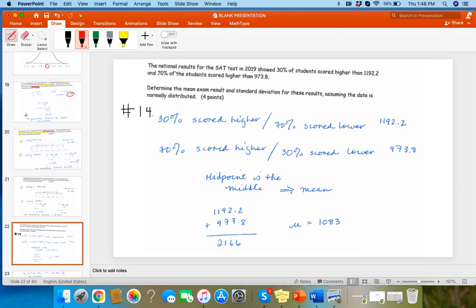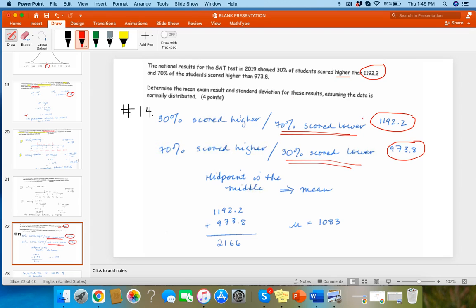Now, here we go. The national results for the SAT test show that 30% of students scored higher than this number. So when they tell you that 30% scored higher, remember if you're really thinking about where that is on the normally distributed graph, you need to think of it as 70% scored lower. So this 70% scored lower goes with this number. Whereas when they told you that 70% of the students scored higher than that number, you want to think of it as 30% because you want to think of the one which has the data to the left.